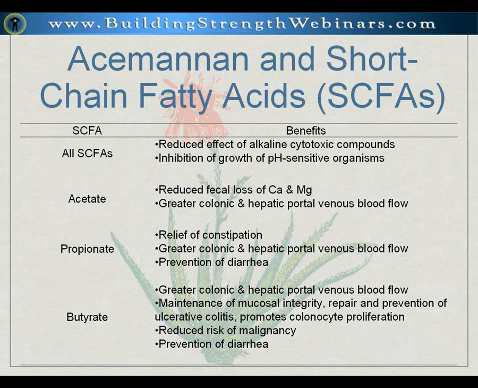So nature's designed it where when you eat food, bacteria are digesting them. And during this digestion process, you may wear on the lining of the intestine. So the bacteria provide food to make new cells. And this also reduces the risk of malignancy and prevents diarrhea. So this shows some of the importance of butyrate.